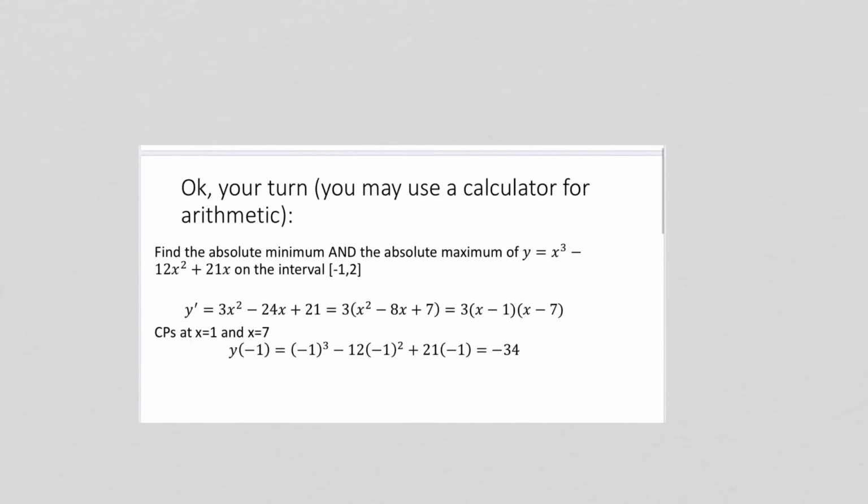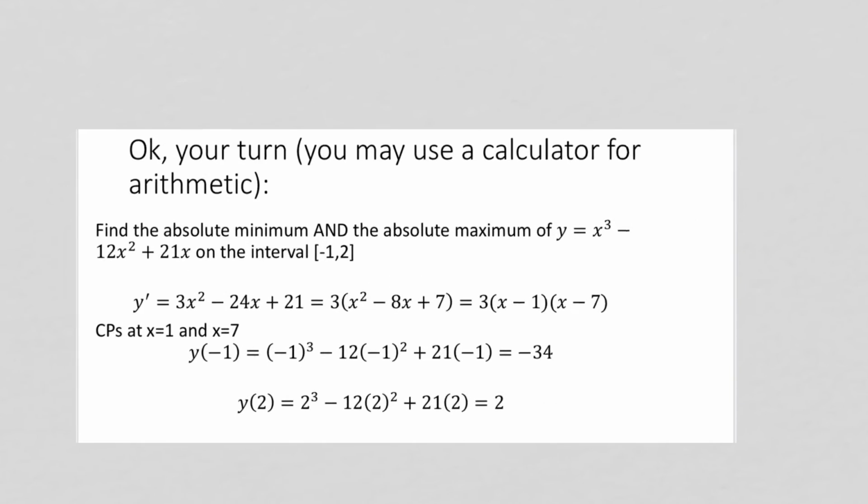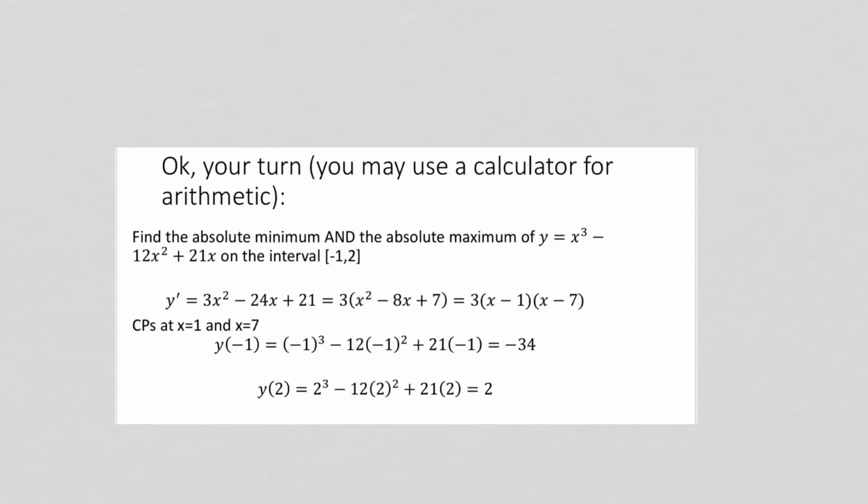So when we plug in -1, we're going to get -1 cubed back into the original function here. -1 cubed minus 12 times -1 squared plus 21 times -1 should give you -34. Next we plug in 2, the other endpoint. So we get 2 cubed minus 12 times 2 squared plus 21 times 2, and that gives us +2.